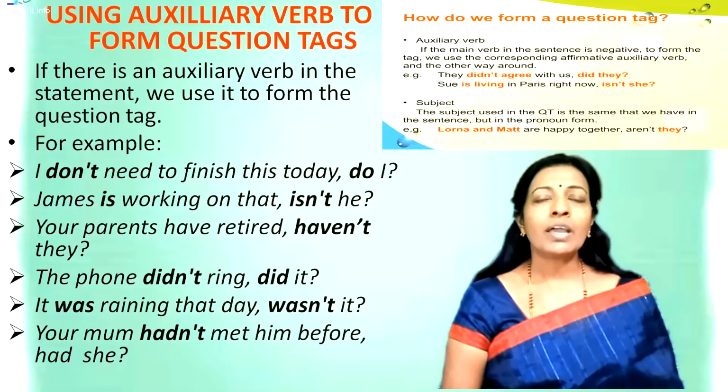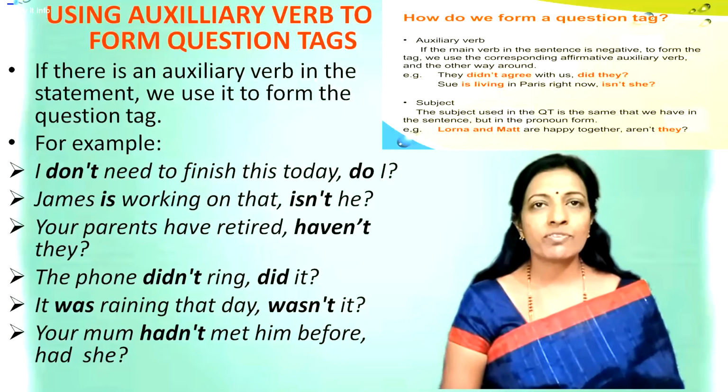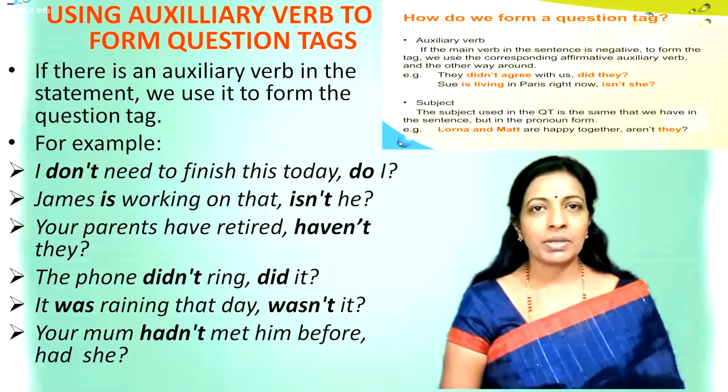Let us now see how to form the question tag. Generally, we use the auxiliary verb which is given in the sentence to form the question tag. If the auxiliary verb used is positive, then the question tag will have the negative verb form. If the auxiliary is negative in the statement, then the question tag will use it in the positive form. Apart from this, the subject which is there in the statement is used as it is in the question tag.